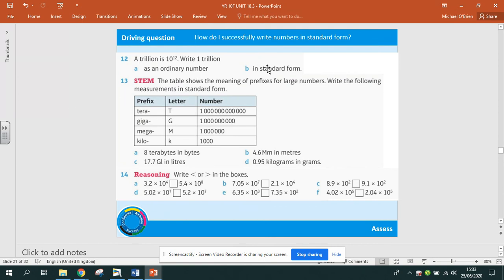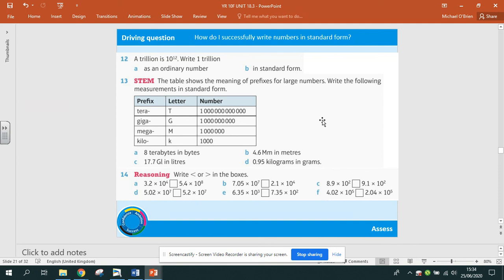Well, we've got 12 already written again, so we won't bother with that one. Table shows the meaning of prefixes for large numbers. Write the following measurements in standard form. These are the sort of things that you may well have come across in terms of computers, because quite often when we start looking at bytes of data, we tend to use these words. I can remember when kilobytes were considered to be huge in terms of computing. So it's very interesting to see the numbers that we've got now.